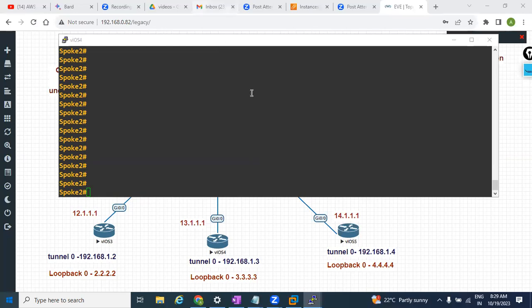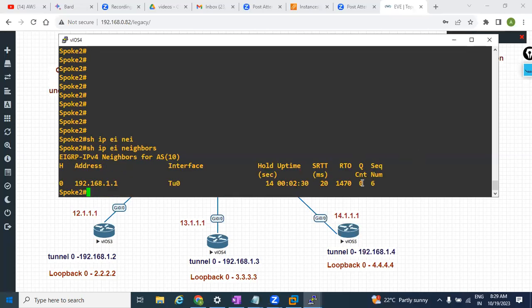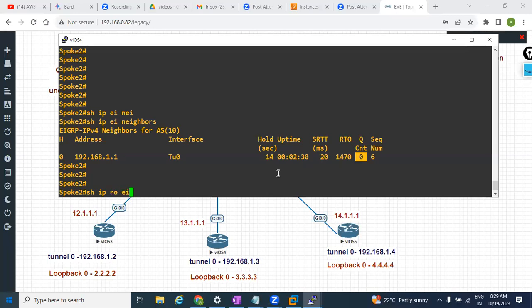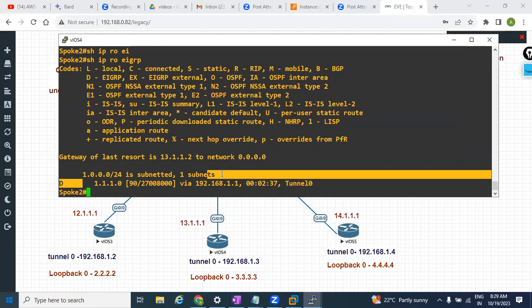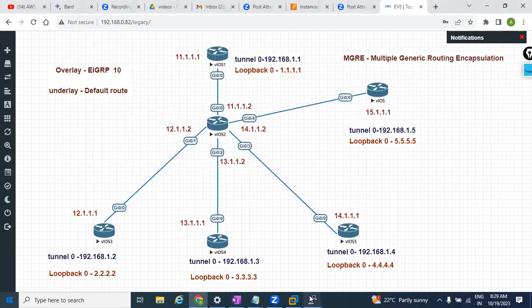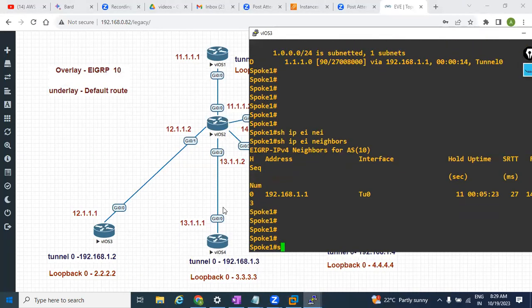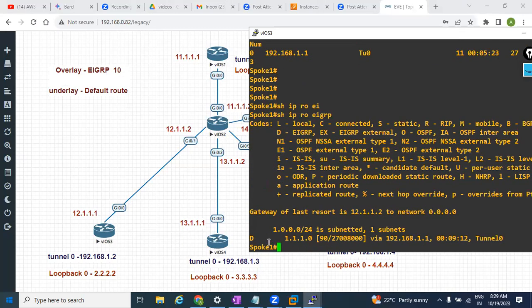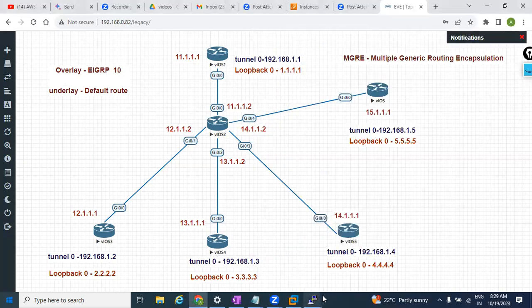Okay, guys. Actually, it was on mute. Now show IP EIGRP neighbors. So Q count is what? Sorry, Q count is 0. So neighborship has been established with this one. So show IP route EIGRP. This is the information about what? Hub. Okay. So spoke one has information about this one. But spoke one doesn't have the information of the loopback of spoke two.